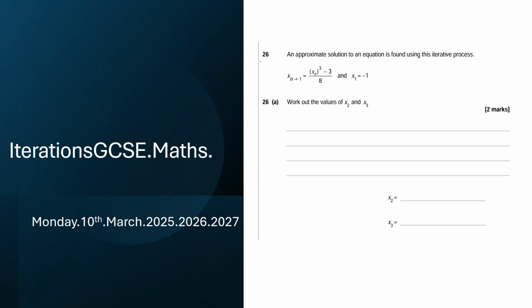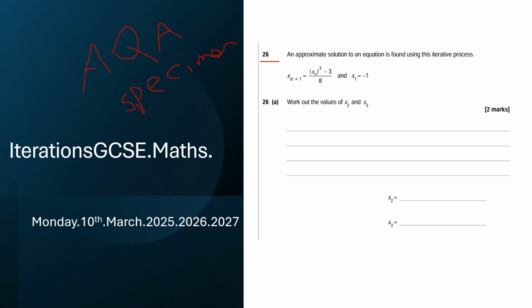Okay, folks, this is question number 26, taken from an AQA specimen set. I believe it was paper 3, but it may have been paper 2. It's taken from a calculator paper, from AQA specimen, looking at iterations. This is a higher tier topic only. Roughly 4 minutes. Okay, let's go.